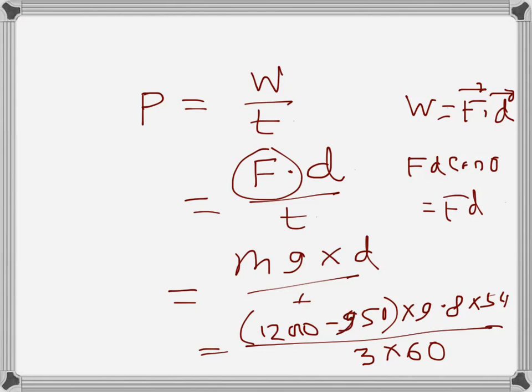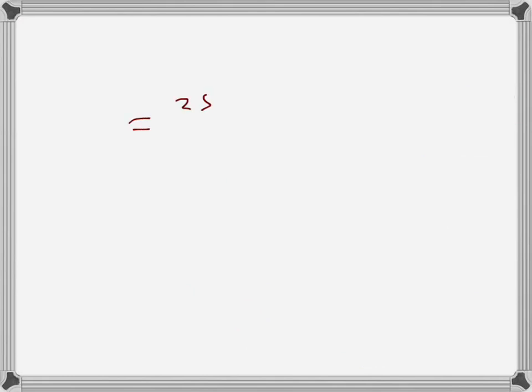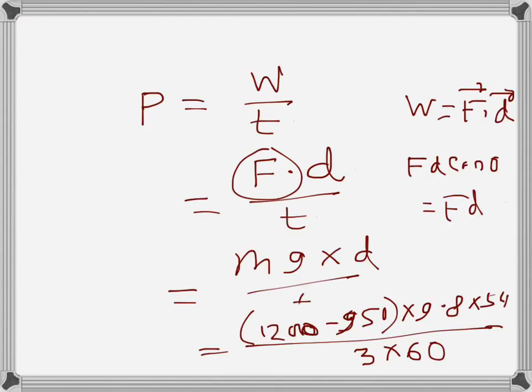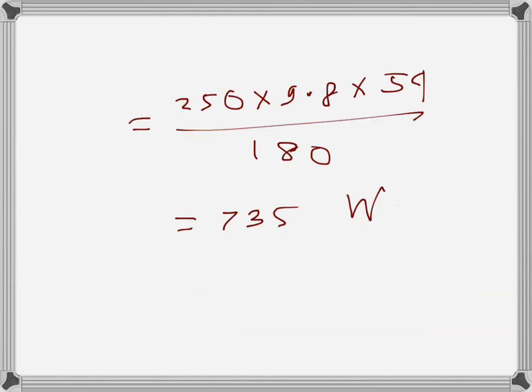So that's the expression here, 1200 minus 950, which is 250. So I can write 250 times 9.8 times 54 divided by 180, and I get 735. I will just write watts, because this is the power. So that's our answer here.